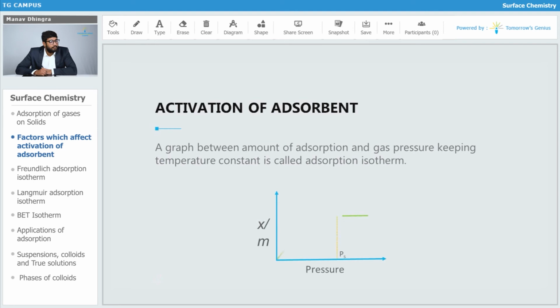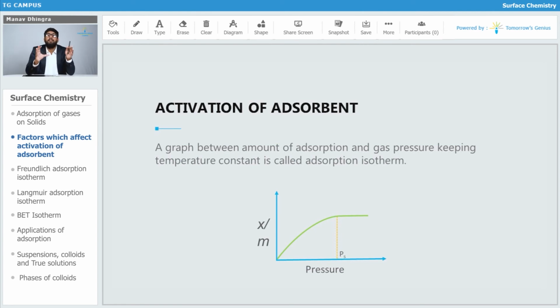So this is how your adsorption looks with pressure. As you can see, first it is increasing and then it becomes constant. Can anyone tell me why this is happening? Why am I seeing this particular kind of graph? This is your adsorption isotherm. At any temperature, the same graph is going to repeat itself. First, the extent of adsorption will increase with pressure, and after a certain pressure, it is going to be constant. So we are going to understand why this happens.